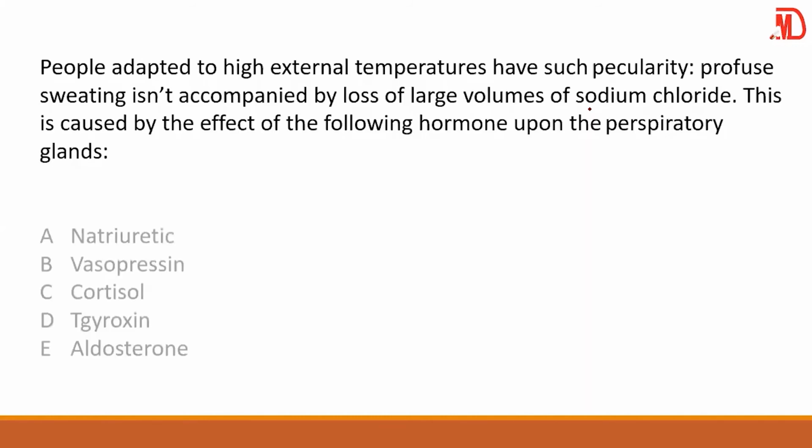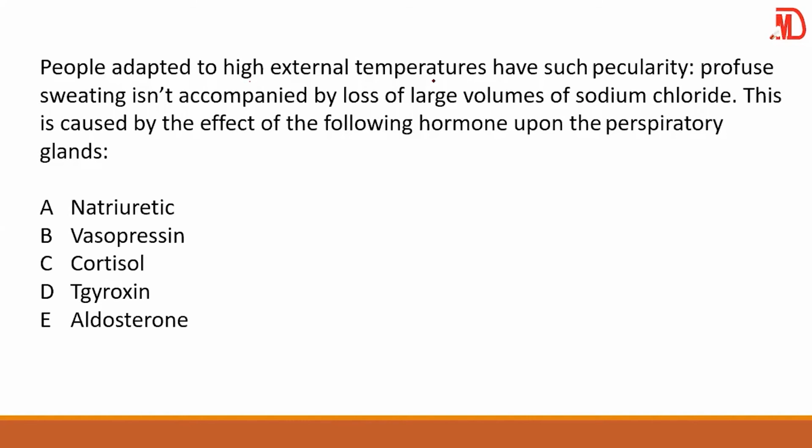This, but they like aldosterone too much. Look at it. People adapted to high external temperatures have such peculiarity: profuse sweating. You know, sweat contains what? Sodium and chloride. Now they are saying that profuse sweating is not accompanied by loss of a large volume of sodium chloride. That means sodium chloride is not decreased due to the profuse sweating. So this is caused by the effect of the following hormone upon the glands. Under what condition will we have sodium being retained? Yes, you are thinking of aldosterone. When aldosterone is being secreted, it will lead to retention of sodium. So even despite the increase in sweating, sodium is still retained. So your answer is aldosterone.